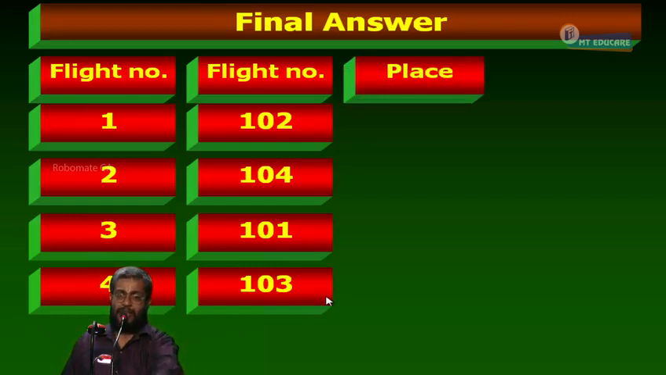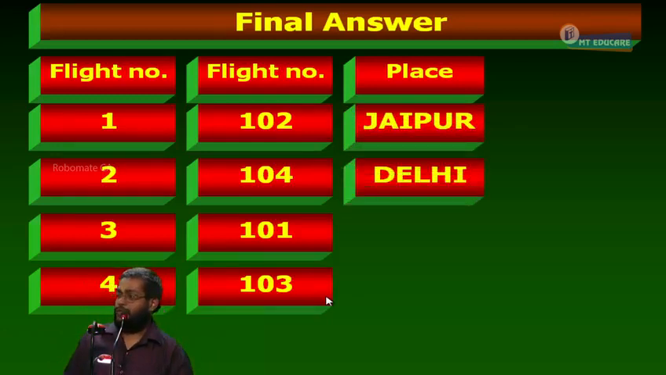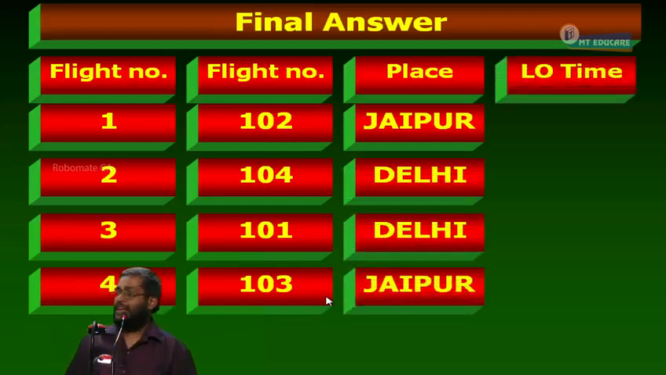Now you can look at the third part, the mixed matrix we had. If you remember, yes or no? First part is crew in Delhi, second part is crew in Jaipur, and third part we had a mixed matrix. Please look at that and tell me. 1 and 102, what is the place they are recommending? Jaipur. 2 and 104, Delhi. 3 and 101, Delhi. 4 and 103, Jaipur. Next is layover time.